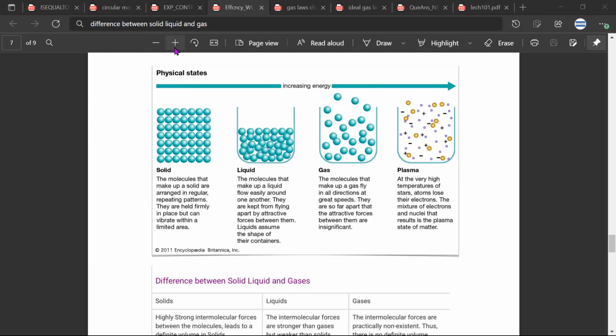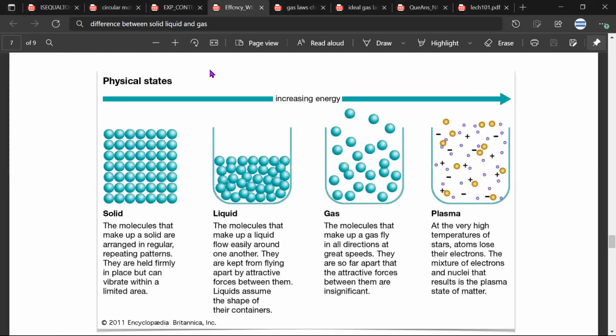So the first state that we would be discussing is the solid state. Can you read what is written? The molecules that make up a solid are arranged in regular repeating patterns. They are held firmly in place but can vibrate within a limited area. So what is your understanding? That they are tightly packed, but they can still vibrate, but their vibration is really less. Okay, nice.